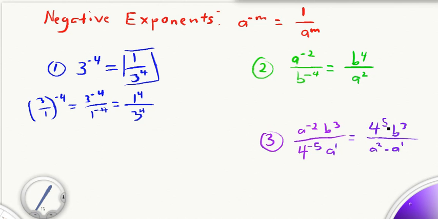And now we can just simplify this just a little bit more. The top is as simple as it can go, 4 to the 5th times b to the 3rd. And we have all positive exponents here. And then we are just going to combine our exponents here. So we have a squared times a to the first power. We just add our exponents to get on the bottom a to the 3rd power. So our final answer would be 4 to the 5th times b to the 3rd over a to the 3rd. And that's it.